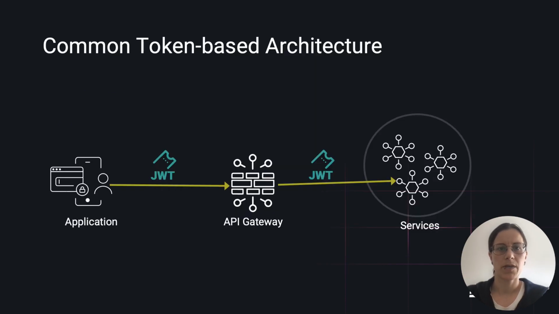A common token-based architecture is one where the client, the application, sends a JWT token to the API. And when I say API, I mean the services that implement the features of the API. The services validate the access token and implement the access control rules. Now, this practice becomes hard to scale. That is, governance and auditing get challenging when there are many services.